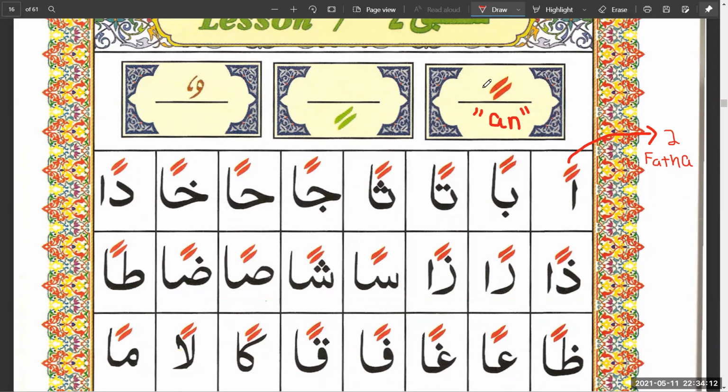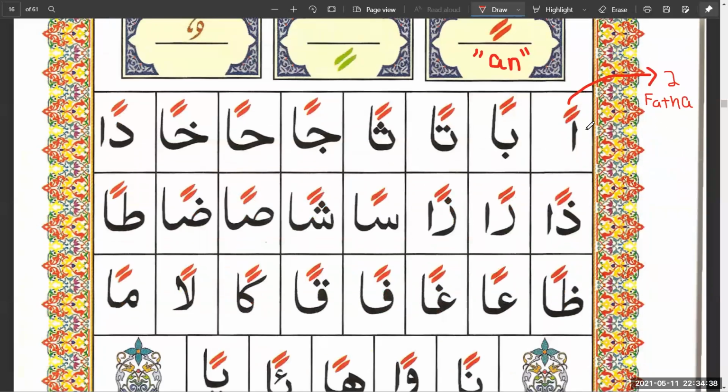Today, we will be looking at the symbol called two fathas, or you can also call it double fatha. But in this video, we'll refer to this symbol as two fatha. And the two fatha, just like the normal fatha, will come on top of the letter, and it will give the letter the sound N, written here, like A-N. So let's go through the first line of the alphabet so you guys can hear how it's pronounced.